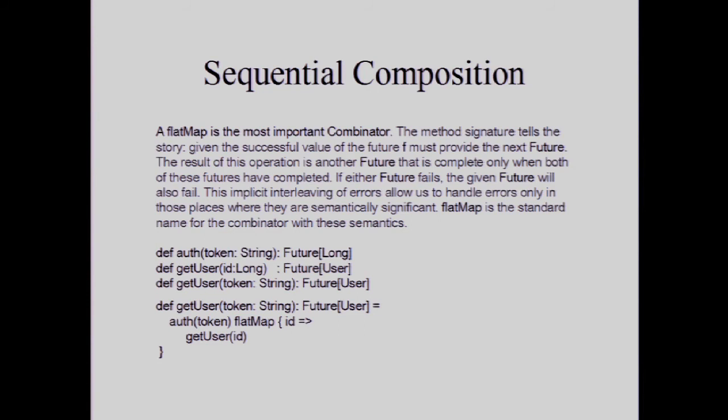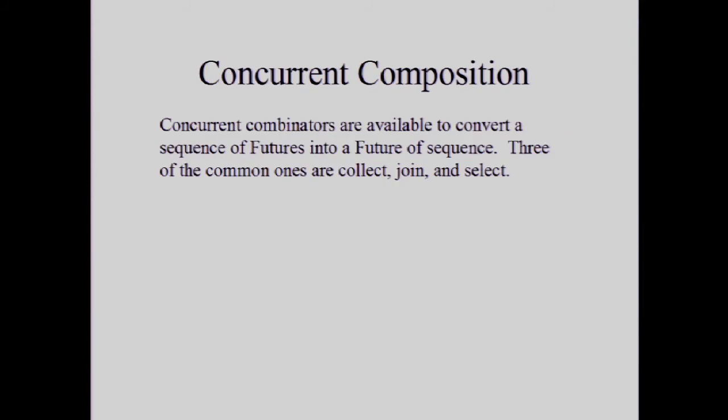There are some sequential ones that Twitter provides that will handle failures and maybe do something different on a failure, but we're not going to show that today. Okay, but there's also concurrent composition. The three most common ones are collect, join, and select. This is basically where you want to execute a group of futures all at the same time.